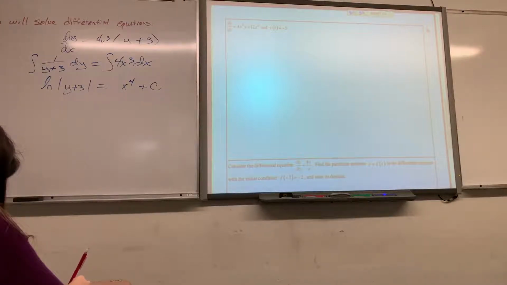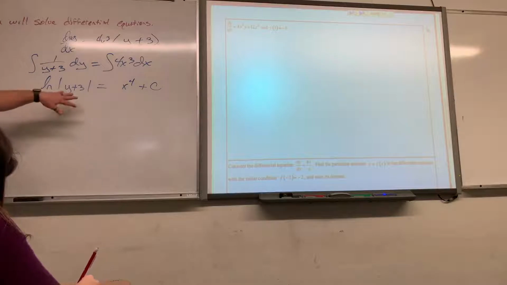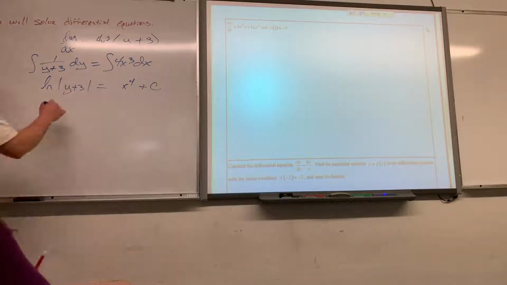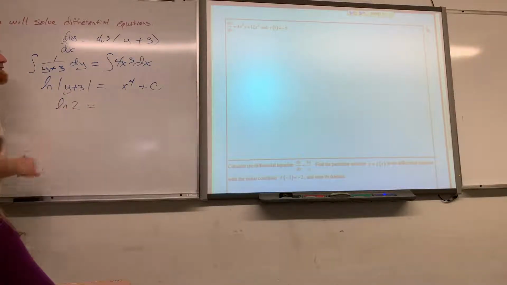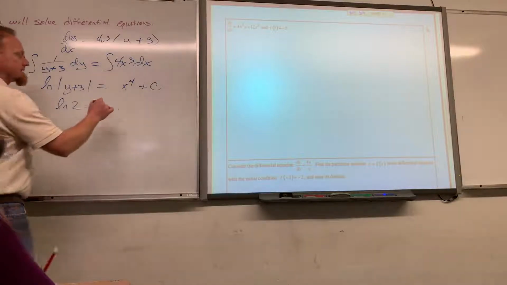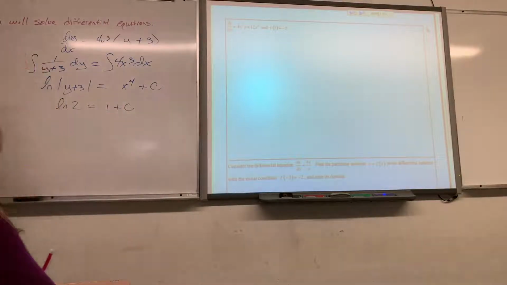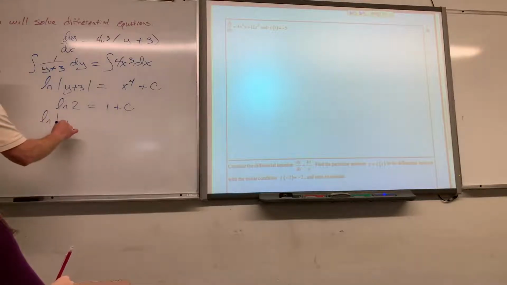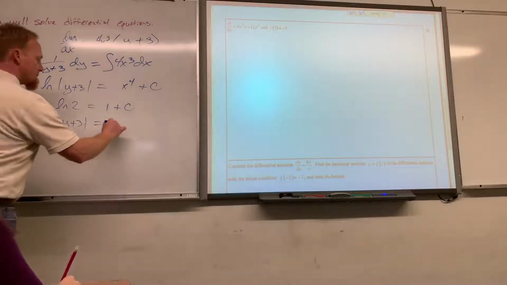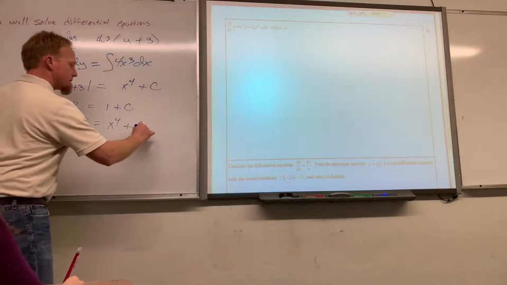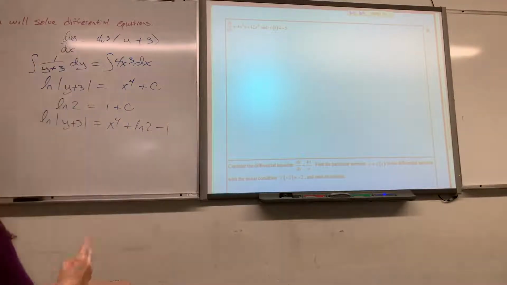Plug in. We'll stick negative 5 in for the y. So that's going to be the natural log of 2 on the left. I'm going to stick 1 in for the x, which gives me that. So that means c is going to be the natural log of 2 minus 1. Okay, what's next?